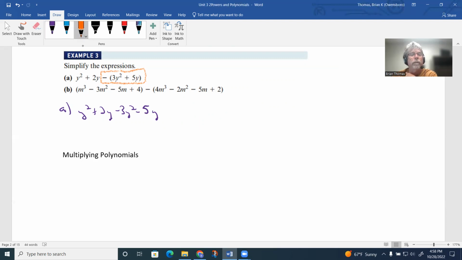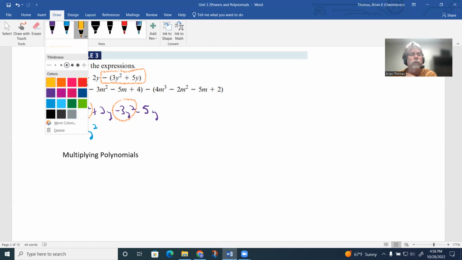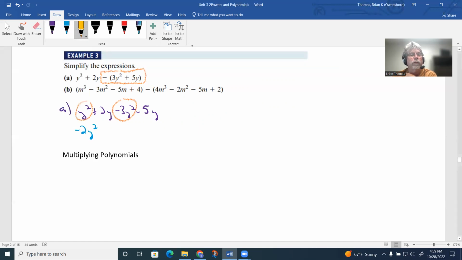So once we do that, we now notice that this y squared and this negative 3y squared are like terms. So we want to add its coefficients. So 1 plus negative 3 would be then this negative 2y squared. And then our attention turns to this 2y and this negative 5y. So those are also like terms. So 2y and negative 5y becomes then a negative 3y. So that would be our simplification of that.